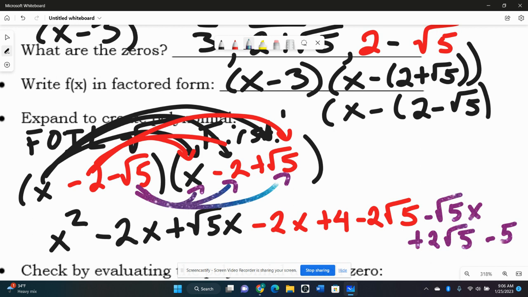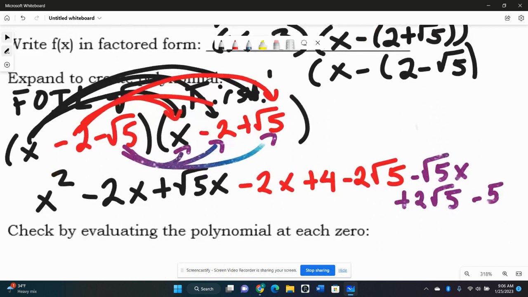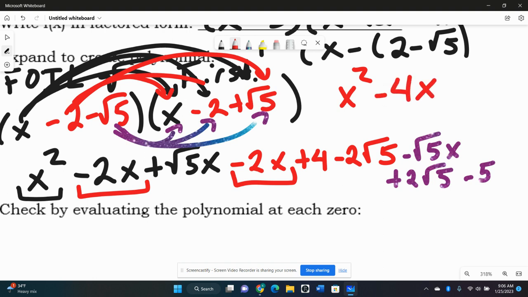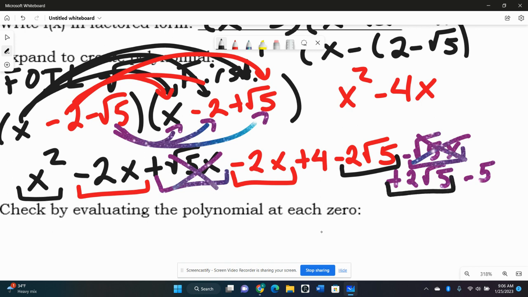Now I'm going to look to combine like terms. So where are some like terms? Well, this x squared doesn't have any like terms, so it's fine. I see a minus 2x right here and a minus 2x right here. So far we've come up with x squared. Negative 2x minus 2x is negative 4x. Over here, I see a plus square root 5x and a minus square root 5x. So those just go away. Over here, I see a minus 2 square root 5 and a plus 2 square root 5.